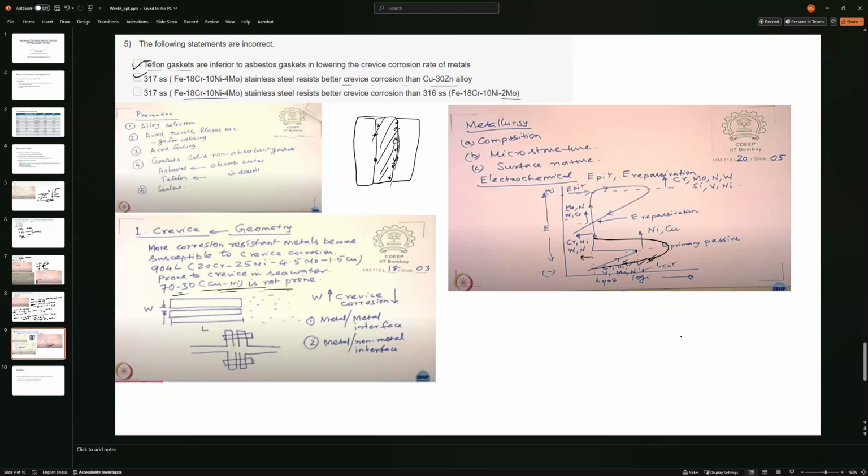These are the effects of different metals. So molybdenum, as you see, is improving device corrosion resistance. So more moly is better. So the statement is correct. So this option is not the correct answer.